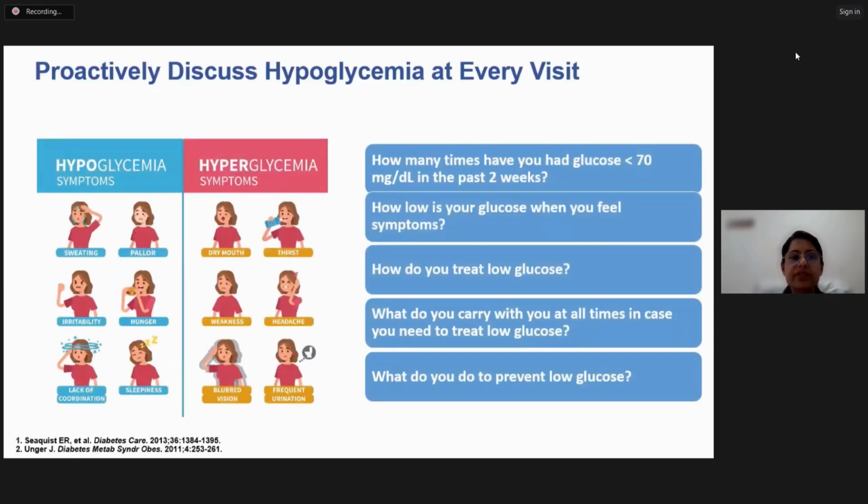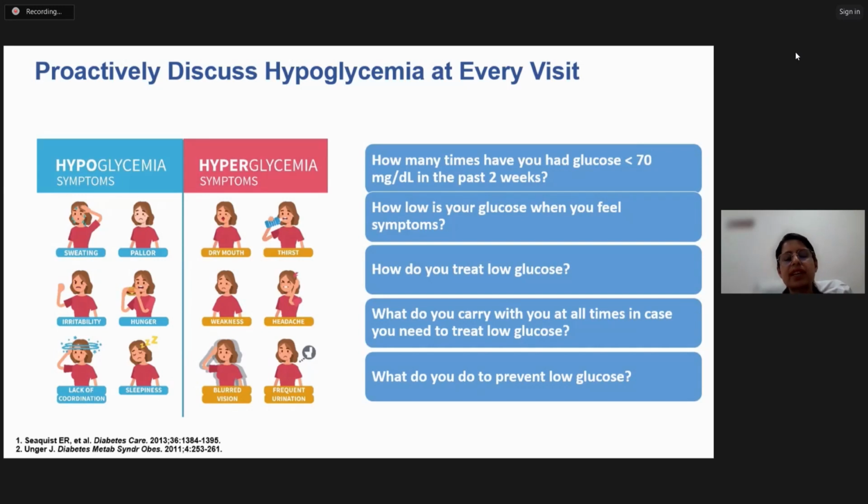So proactively, it is important to discuss hypoglycemia at every visit: how many times they had hypoglycemia, what symptoms they felt, how low their sugar levels went, and how they treated hypoglycemia. Do they carry something in their pocket when they leave the house, what do they generally eat, and what steps do they take to prevent hypoglycemia. So these things are very important.